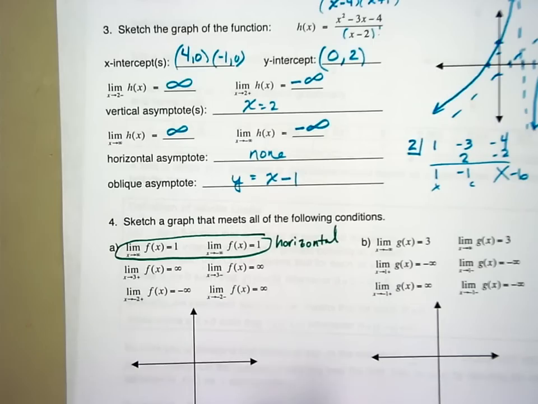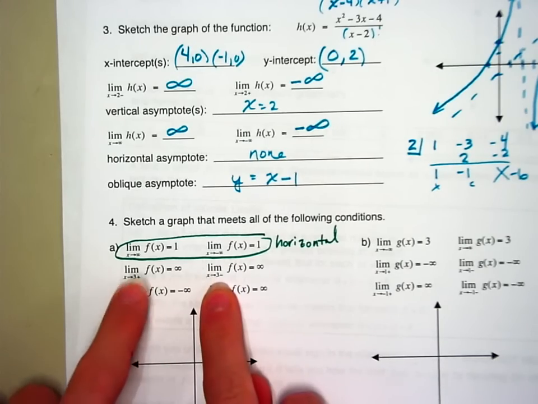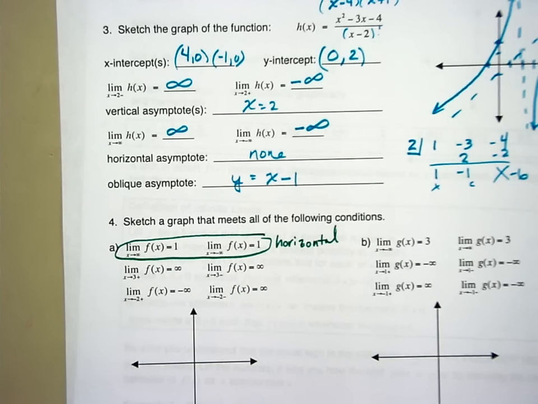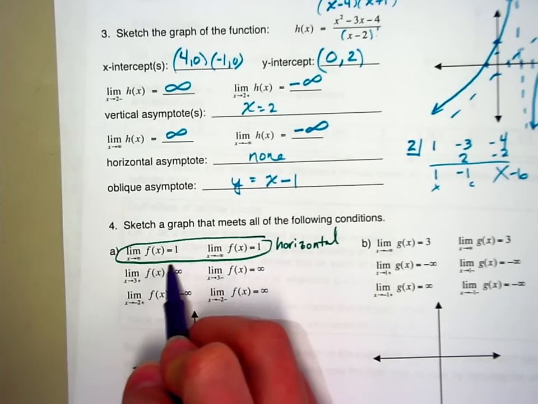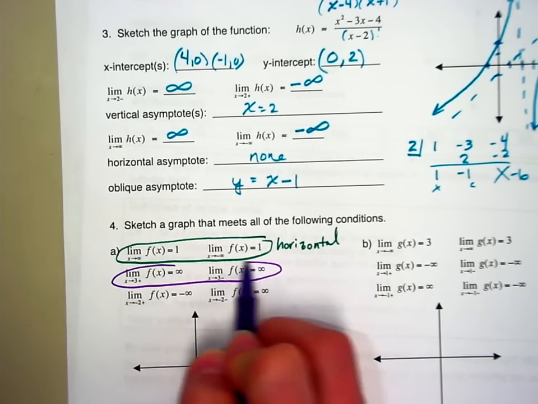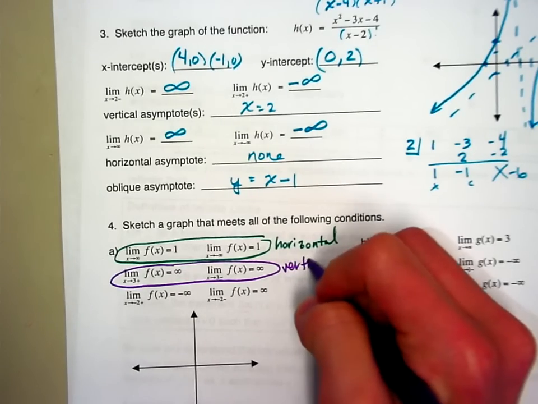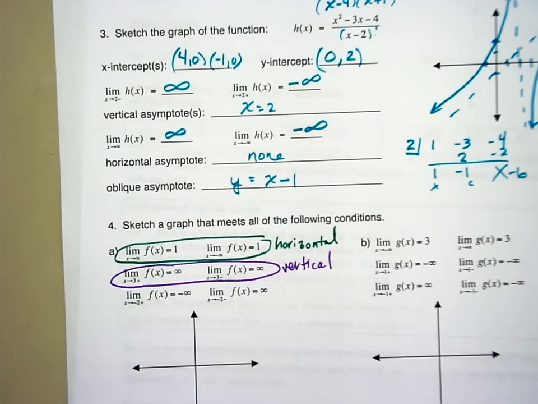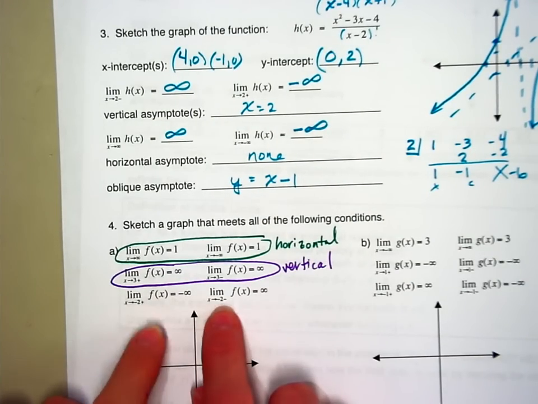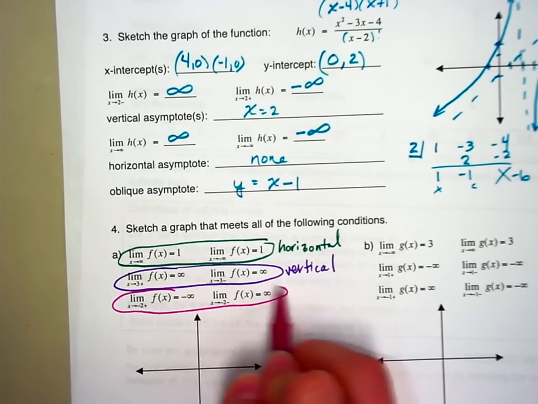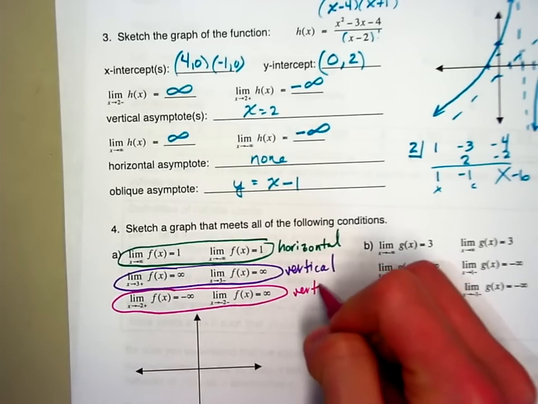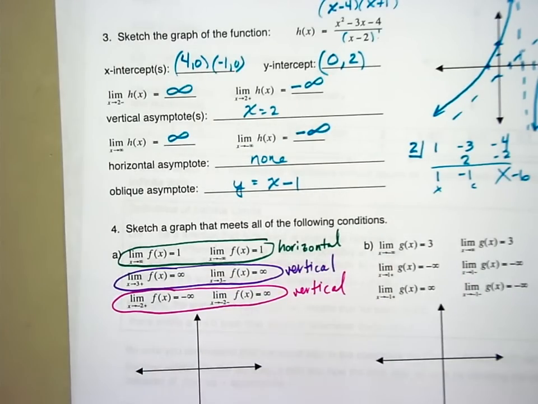Okay, and then here, notice we're approaching 3 from the left and from the right, and that's unbounded, it's increasing without bound. Then this is a vertical asymptote. And then notice -2 from the left and from the right also has unbounded values. And so that is also going to be a vertical asymptote.